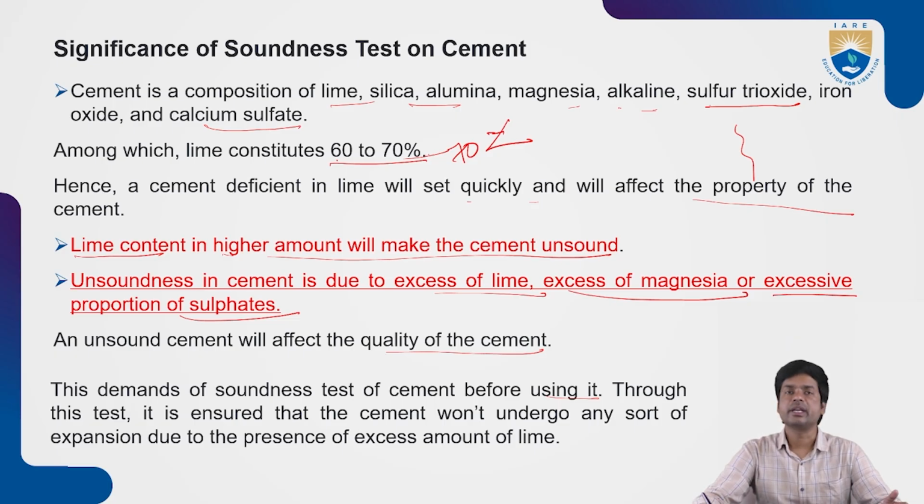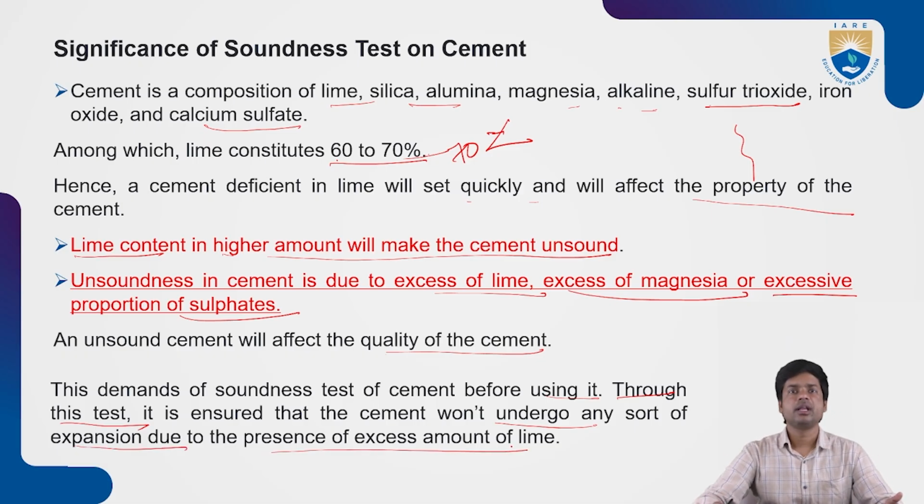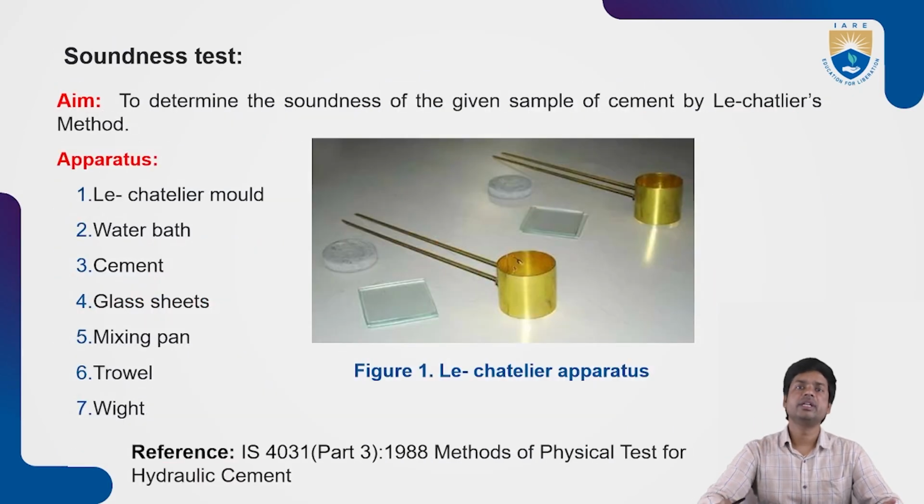Okay, so that is the need of this particular soundness test on cement. Through this test, it is ensured that the cement won't undergo any sort of expansion due to the presence of an excess amount of lime. By using this test, we can find out the unsoundness or soundness of the cement due to the excess lime content. Now we will discuss the test procedure of the soundness test.